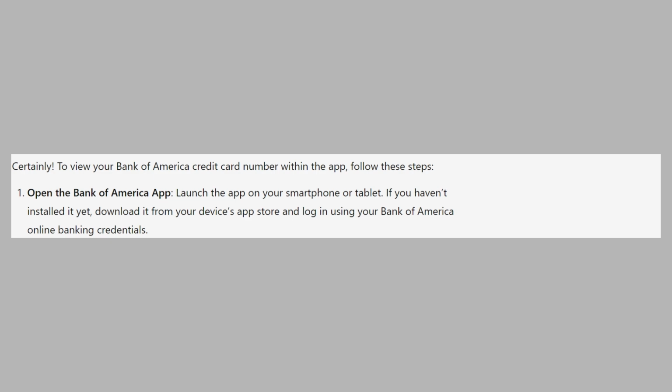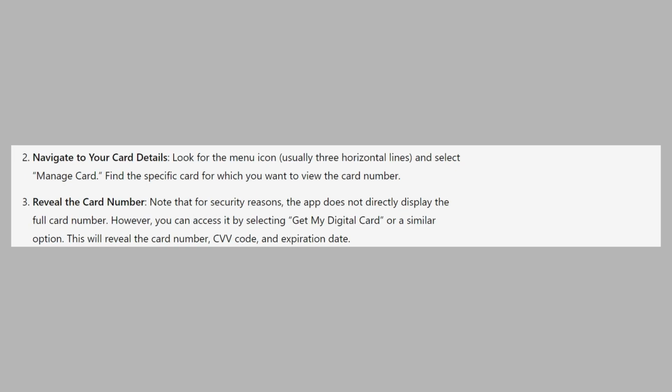First, launch the app on your smartphone or tablet. If you haven't installed it yet, download it from your device's app store and log in using your Bank of America online banking credentials. Then look for the menu icon, usually three horizontal lines, and select Manage Card. Find a specific card for which you want to view the card number.